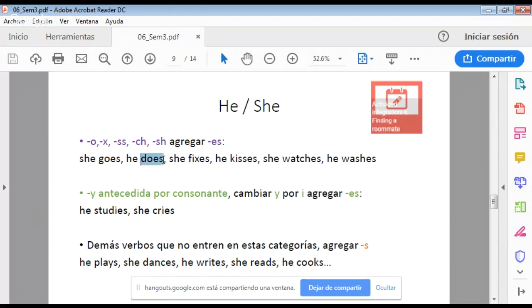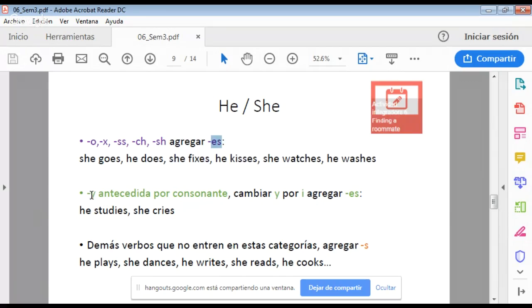Does, el verbo original es do. Como termina en O, agrego ES porque está acompañando a he. He does. Fixes termina en X, el verbo original, X, por lo tanto agrego ES y se convierte en she fixes. And so on. Así funcionan todos los que ven en pantalla. ¿Ok? Entonces, cuando terminen O, X, SS, CH o SH, le vamos a agregar ES.